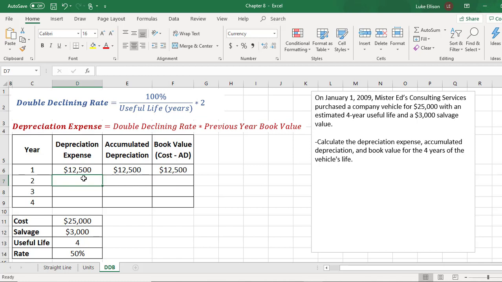Alright, year 2, we can take the double declining rate again, 50%, and multiply that by the book value in the previous year to get $6,250 of depreciation expense. The accumulated depreciation is, well, the sum of the first 2 depreciation expenses together, which comes to $18,750. And then the book value will be, once again, the cost minus the accumulated depreciation.